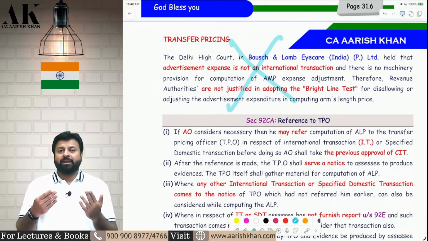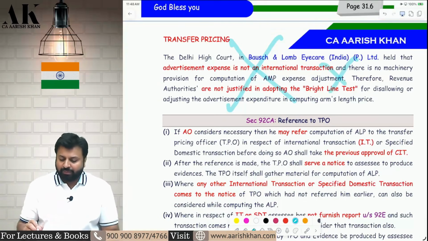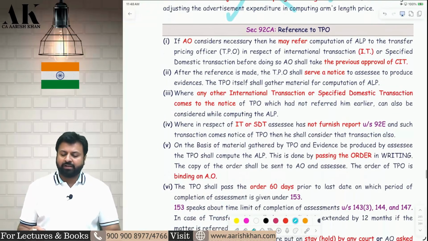The advertising, marketing and promotion expenses is done with third party, not with associate enterprise. Therefore, transfer pricing cannot be applied in this case. I hope it is clear to all of you. Is it clear? Now, let's talk about the next provision. Reference to TPO. Very important section. Some important amendments have also been made in this particular section.